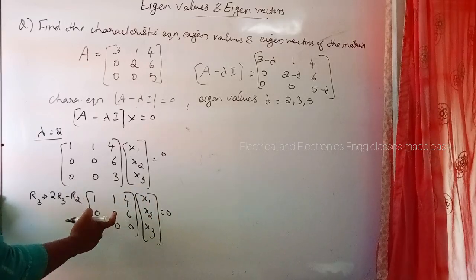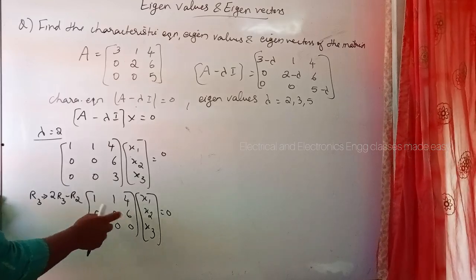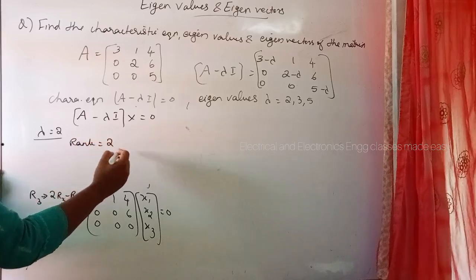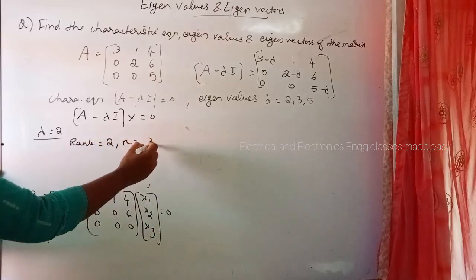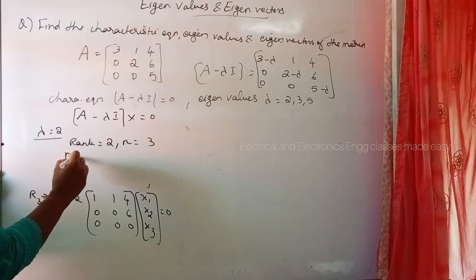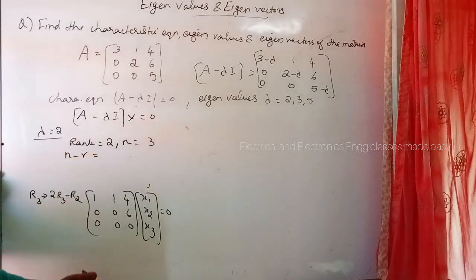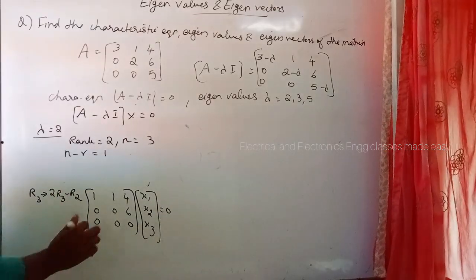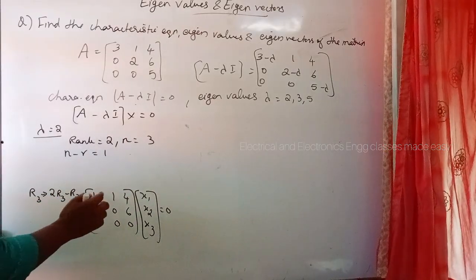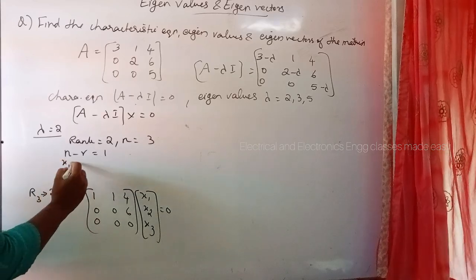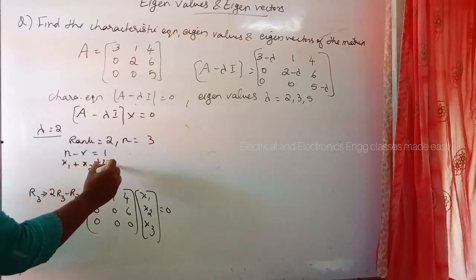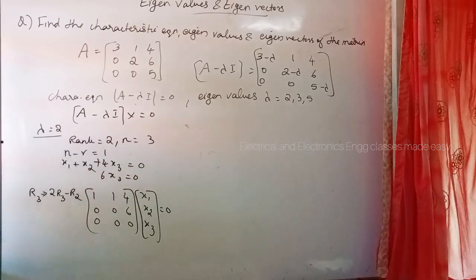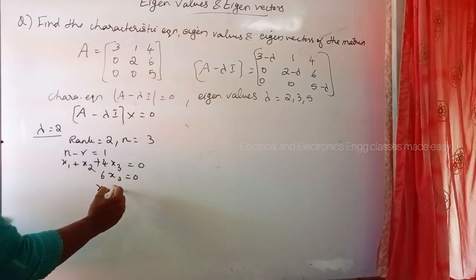So here the rank of this matrix is 2 because there are 2 non-zero rows. So rank equal to 2 and the number of unknowns is 3. So we have to assume values for n minus r variables, that is 3 minus 2 is 1, so one variable we have to assume. Now from this equation we can write x1 plus x2 plus 4x3 equal to 0 and 6x3 equal to 0. Here we will get x3 equal to 0.